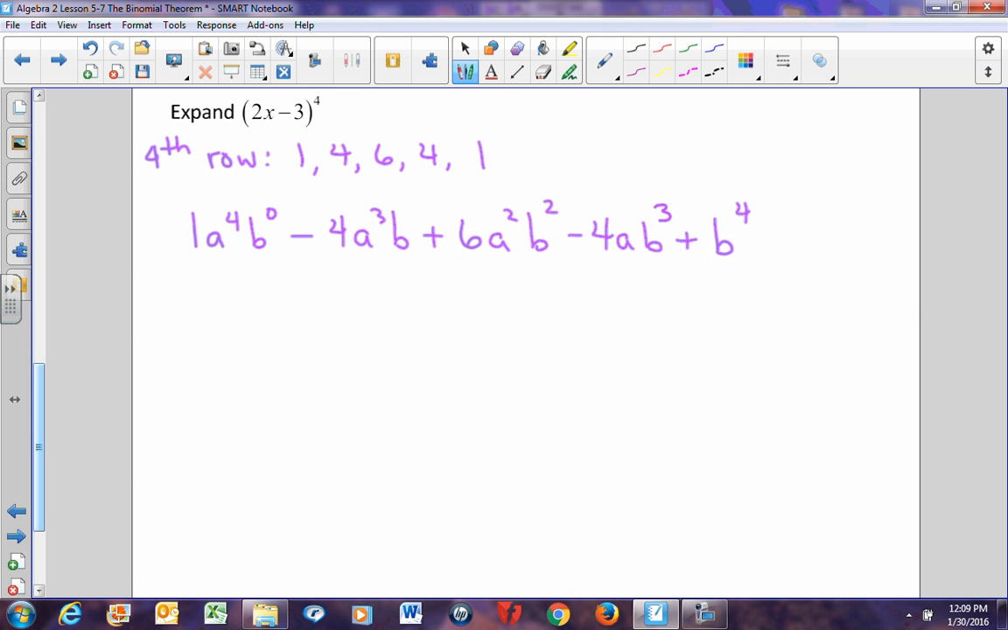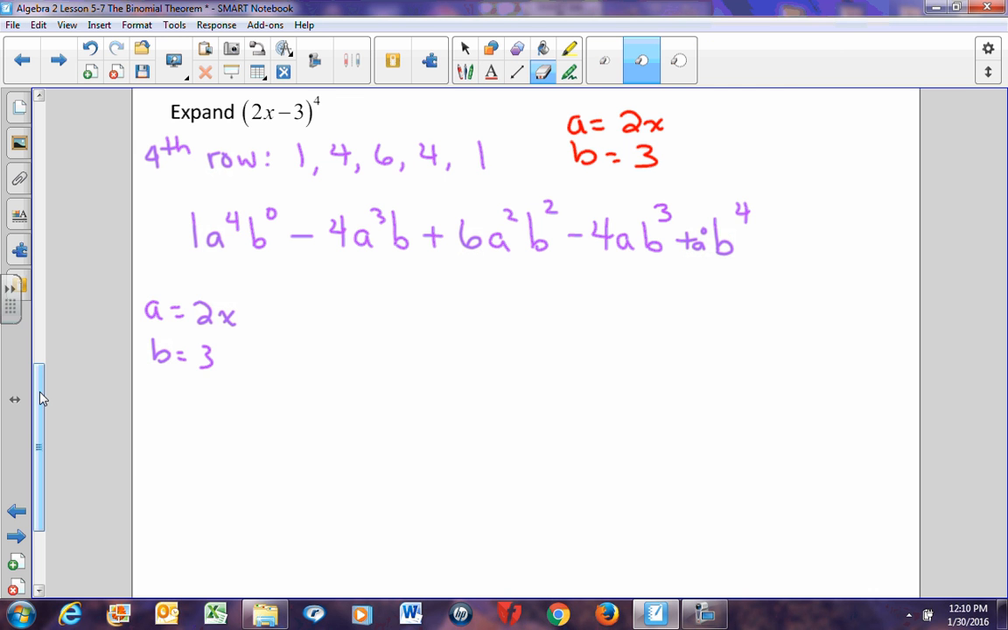I'm going down with my a's, 4, 3, 2, 1, none. Up with my b's, 0, 1. I can put a 0 there. That helps. Okay, so now I'm going to plug in where a is equal to 2x and b is equal to 3. And I'm actually going to write this over here, a is equal to 2x, b is equal to 3, because I want to be able to write right into the problem.